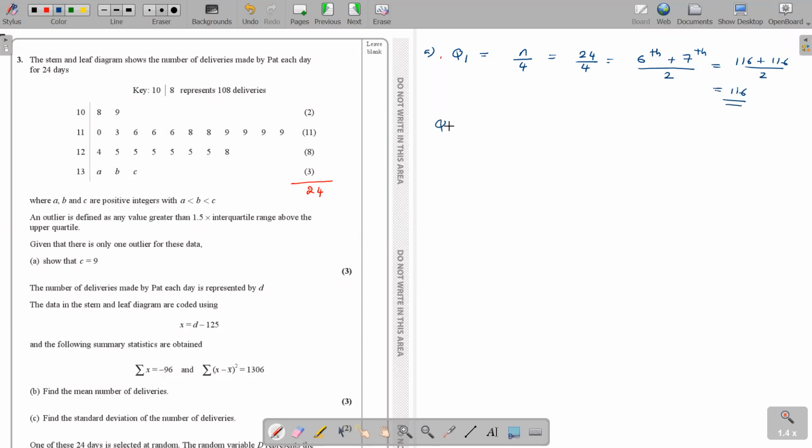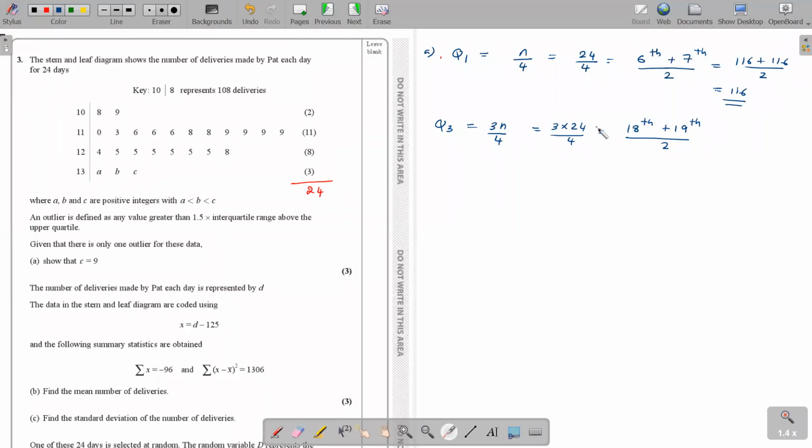Upper quartile, let's find Q3. 3n over 4. So 3 times 24 divided by 4 is how much? We get the 18th term, am I correct? So we take the 18th term plus the 19th term and divide by 2. Are you okay with that?